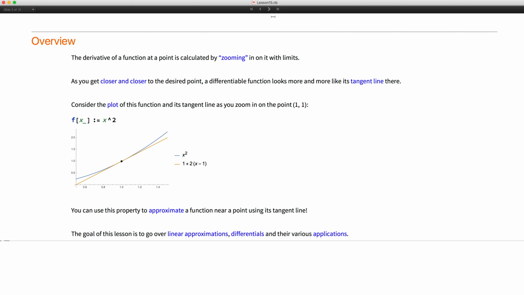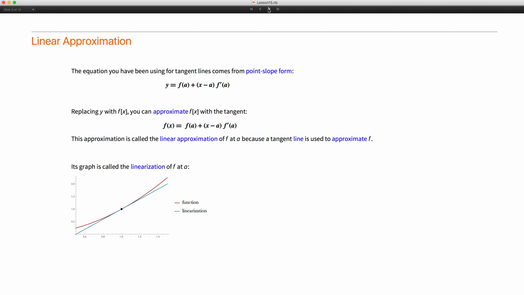So let's begin with the topic of linear approximation. And you may recall that the tangent line at a point x equal to a is given by an equation of that type. Now, the y over here is a point on the tangent line, but what you could do is to replace y by f of x, the function itself, and then you get an approximate equality whereby the value of f at x can be approximated using its derivative at the point a.